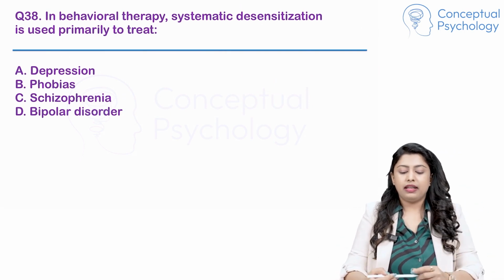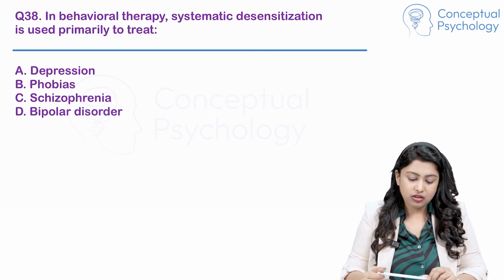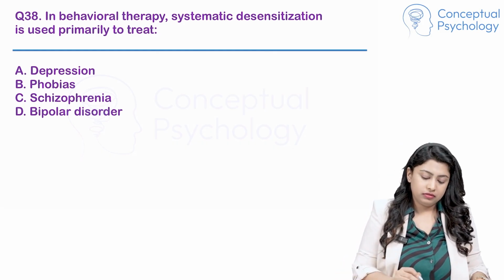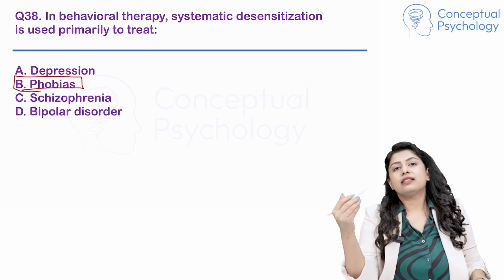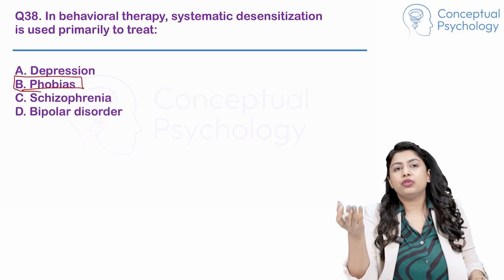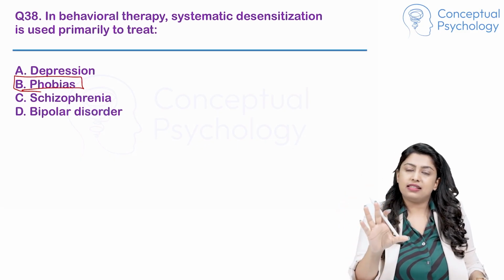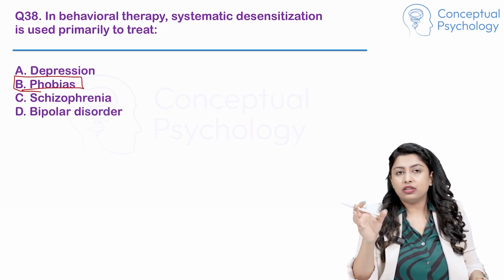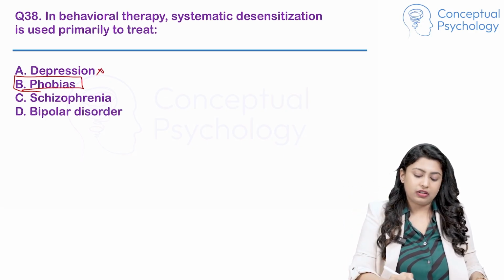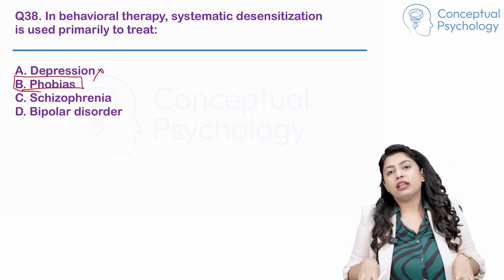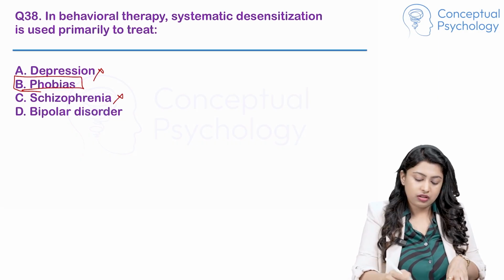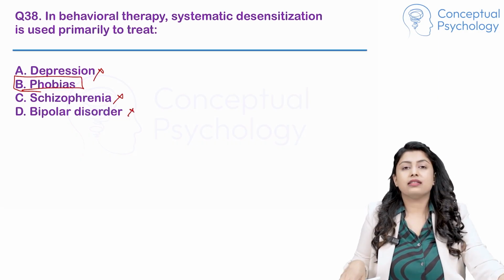Now, in behavioral therapy, systematic desensitization is used primarily to treat depression, phobia, schizophrenia, or bipolar disorder. B. Systematic desensitization is specifically designed to treat phobias and anxiety disorders by gradually exposing the individuals to the feared stimuli while they are in a relaxed state, which helps them overcome their fear through counter conditioning. Okay, so depression is more effectively treated with CBT or behavioral activation. Schizophrenia requires antipsychotic medication and psychosocial interventions. Bipolar disorder requires mood stabilizers and psychoeducation. So here the correct answer is phobia.